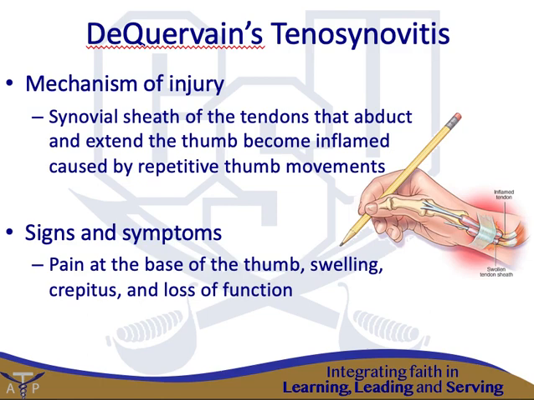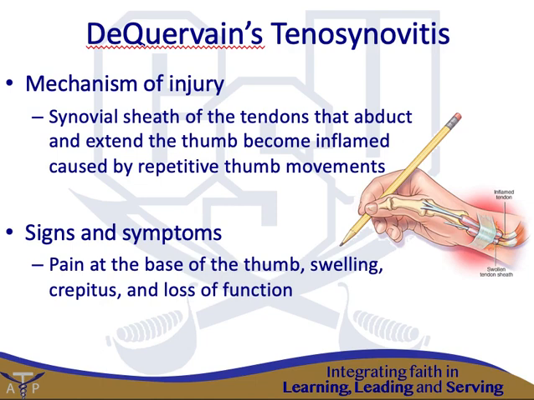De Quervain's tenosynovitis is also a type of overuse chronic injury, a condition in which the synovial sheath of the tendons that abduct and extend the thumb become inflamed, very similar to carpal tunnel syndrome, but on the thumb in this situation. When the sheath of the tendons becomes inflamed, the tendons cannot move properly inside the sheath.